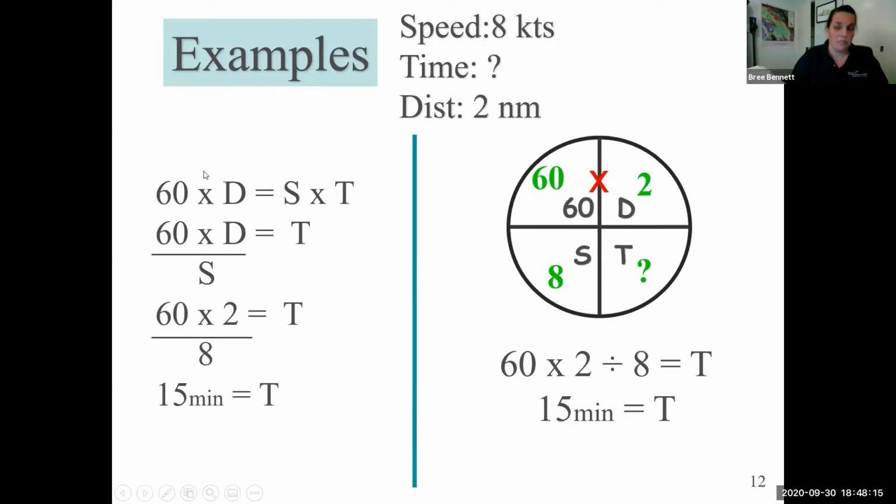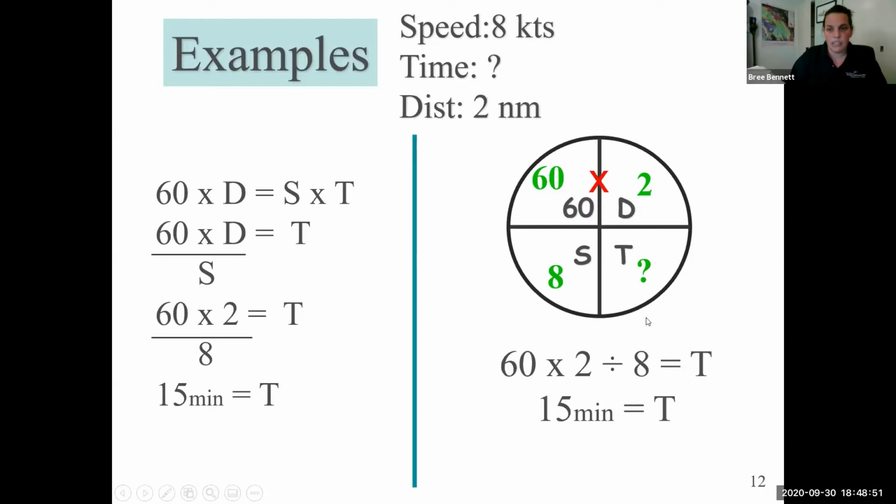Let's do another one. This time we're looking for time. We're going 8 nautical miles per hour, 8 knots, at a distance of 2 miles. How long will it take us? We want to get time by itself, so we rearrange our formula to get T by itself, and then plug in our numbers. 60 times 2 divided by 8 gives us 15. So it'll take us 15 minutes to go the 2 nautical miles.